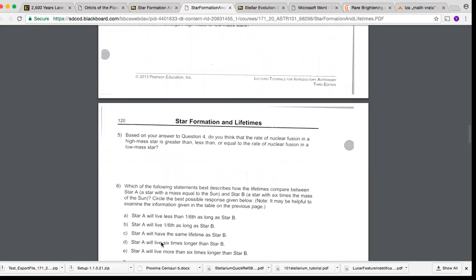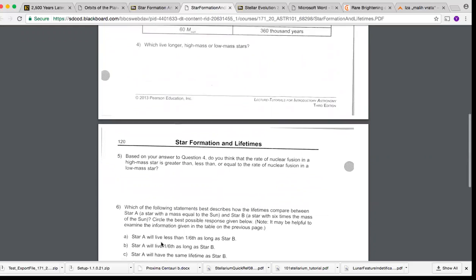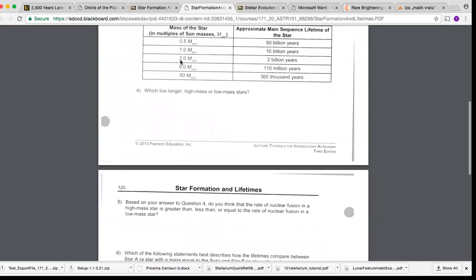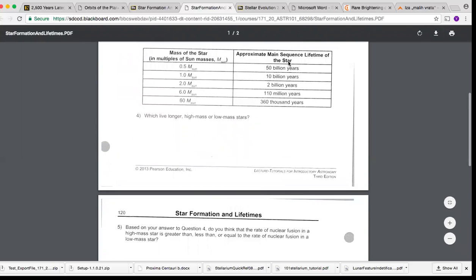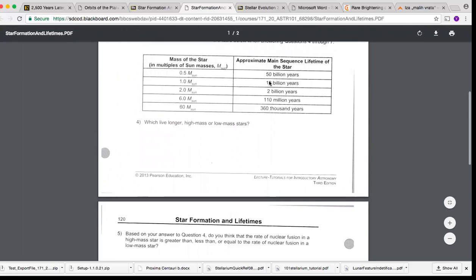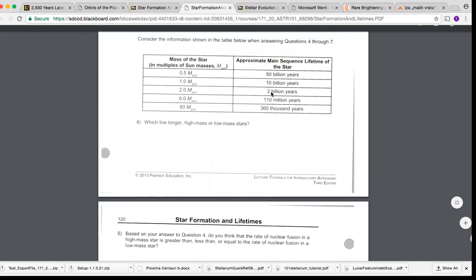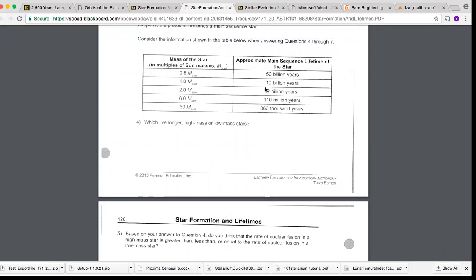So 6 times more mass, 6 times less life. Then if I have a star that has 2 times the mass of the sun, its lifetime should be 2 times smaller than the sun's. The sun has 10 billion years to live, so this star should have 5, if I'm correct with this thinking. But what do I see over here? It is not 5, but much less.